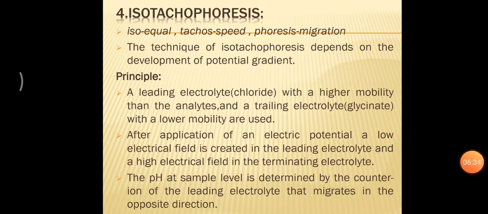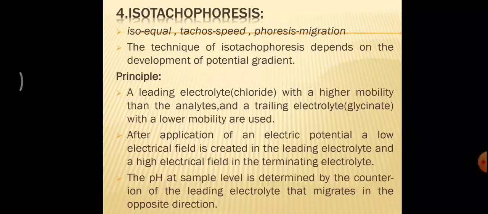The next one is isotachophoresis. Iso means equal, tachos means speed, phoresis is migration. So equal speed migration. Here the separation takes place due to the equal speed migration. The technique of isotachophoresis depends upon the development of a potential gradient. So when the potential gradient is there, the separation will take place.